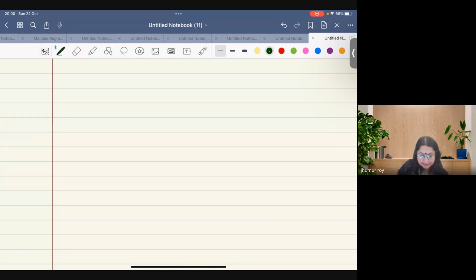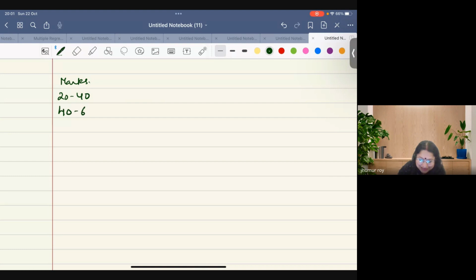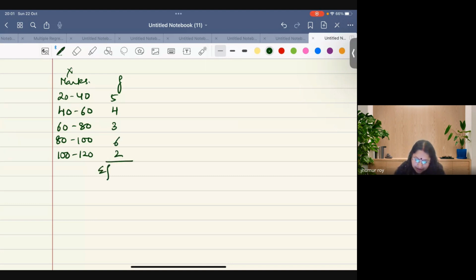So we come to the next question. Write down marks. In this case, we will write marks as 20 to 40. Now, can you tell me what is the class interval here? Yeah, 20. Very good. Then 40 to 60, 60 to 80, 80 to 100, and 100 to 120. And frequency over here, this is number of students: 5, 4, 3, 6, and 2. First, calculate sigma f. It is equal to 20.